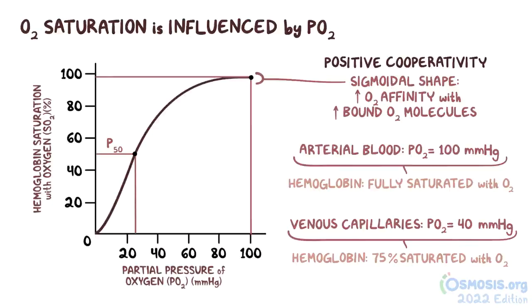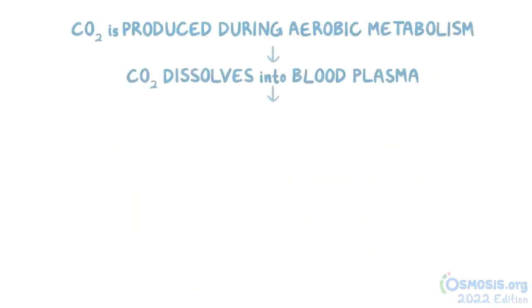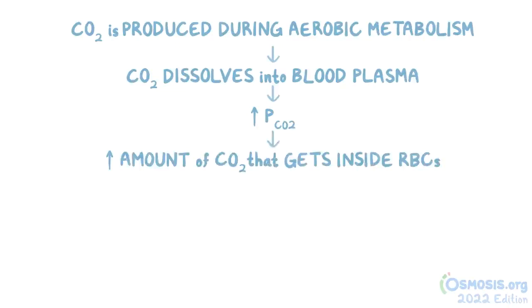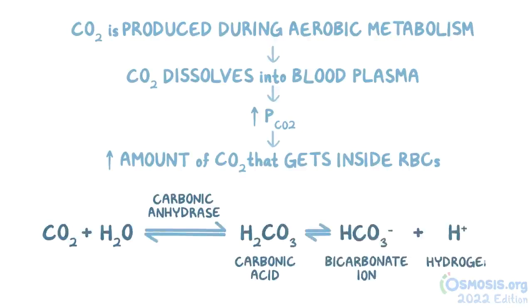Now, there are a few factors that can cause hemoglobin's affinity for oxygen to change. For example, when carbon dioxide is produced during aerobic metabolism in the tissues, it dissolves into the blood plasma, increasing the partial pressure of carbon dioxide, and increasing the amount of carbon dioxide that gets inside the red blood cells. Inside the red blood cell, the enzyme carbonic anhydrase catalyzes a reaction with carbon dioxide and water, which forms carbonic acid. Carbonic acid then splits into a bicarbonate ion and a hydrogen ion. As more and more hydrogen ions start to pile up, the pH starts to fall.